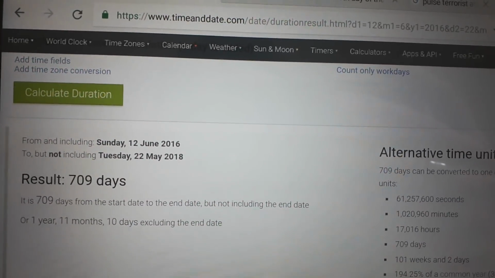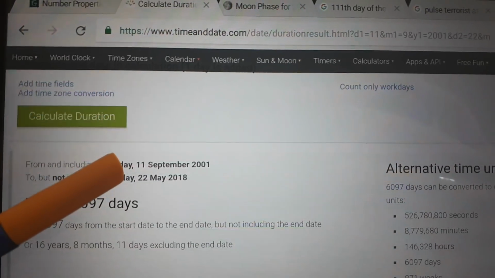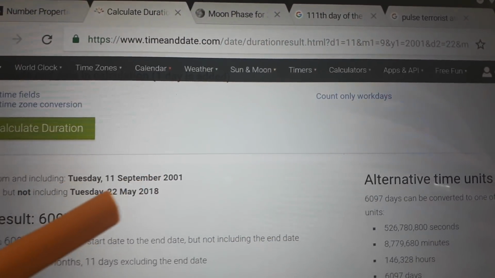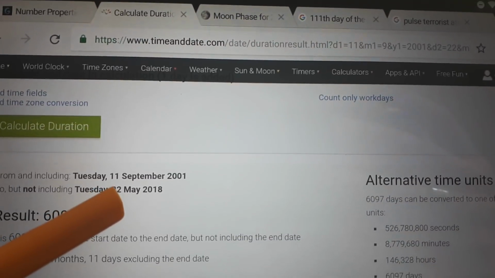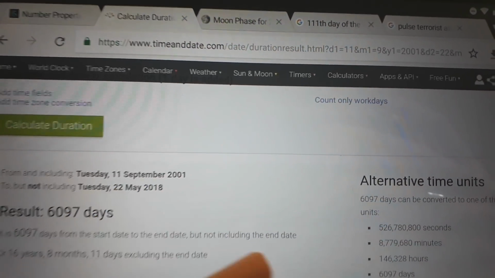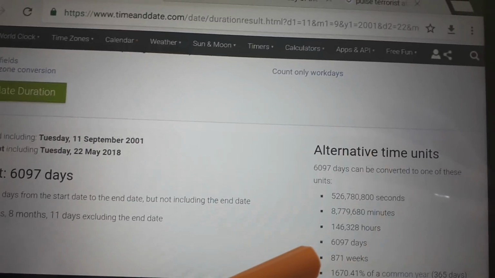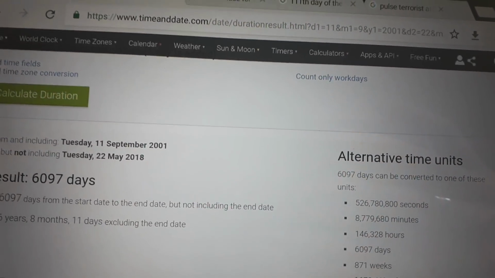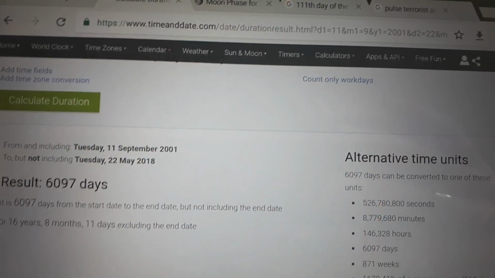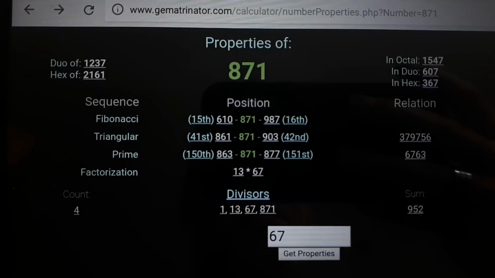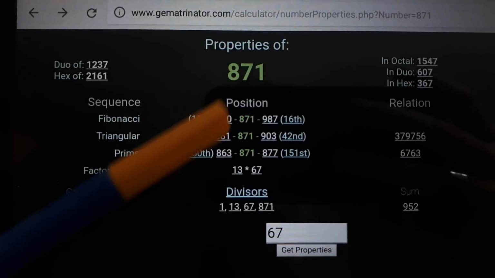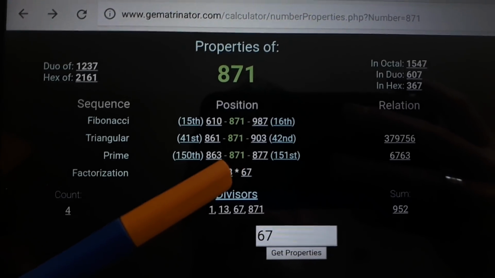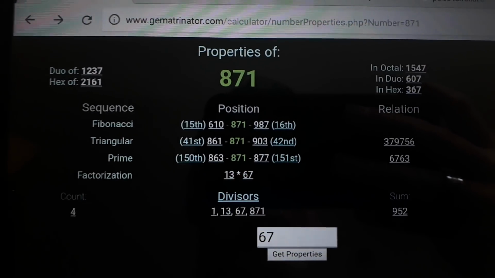Just want to show you a couple more. So the September 11, 2001 to May 22nd, 2018. Just want to show the weeks on this one because it's exactly 871 weeks. Show what 871 is. So 871 is 13 master of time times 67. 6 plus 7 being 13, of course.